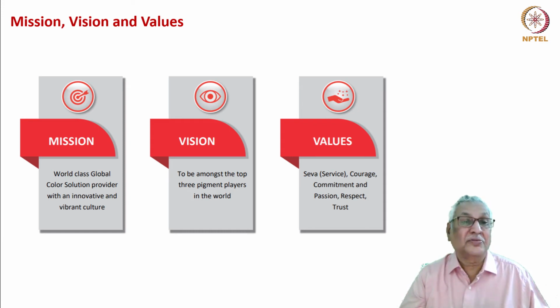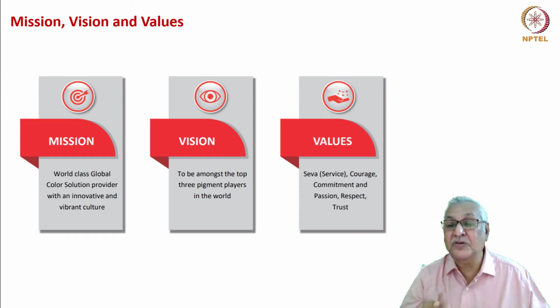First, we have to study the mission, vision, values of the company. The mission of this company is to be a world-class global color solution provider with an innovative and vibrant culture. It is not merely the pigment that is sought to be provided, it is the pigment with the coloring capability. That's the mission. The vision is to be amongst the top three pigment players in the world. So a global understanding is there and a global aspiration is there. And the third is the set of values. Seva means service. Courage, commitment, passion, respect, and trust. These are the values of the company.